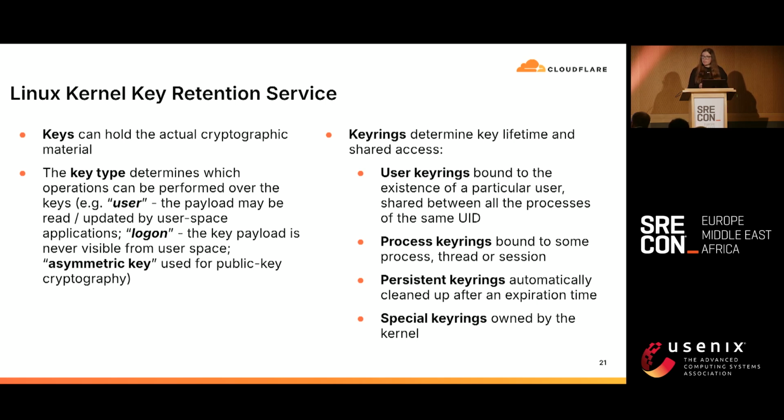User key rings are bound to the existence of a particular user, shared between all the processes of the same UID. Process key rings are bound to some process, thread, or session. It means if your application terminates, normally or abnormally if it crashes, the key will be erased from the Linux kernel automatically, and no other application will access the key. Persistent key rings are automatically cleaned up after an expiration time, and there are special key rings owned by the kernel.